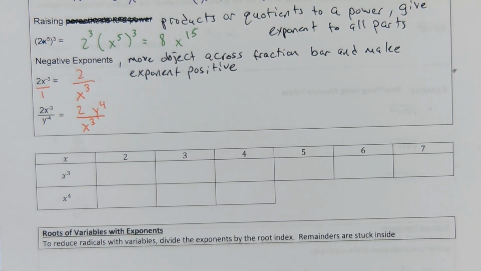And you know what else? There are times where it's beneficial to go, you know what, I don't want that variable in the bottom of the fraction bar. I'm going to go ahead and move it to the top, and I'll just make the exponent negative. Sometimes it's very beneficial to move an object across the fraction bar and make the exponent negative. You'll see times where that's very useful to us very soon. Not this chapter, unfortunately, but it will come up after the holiday break.